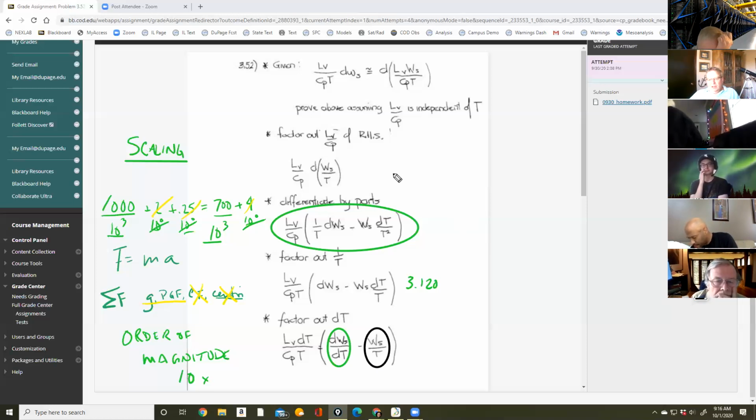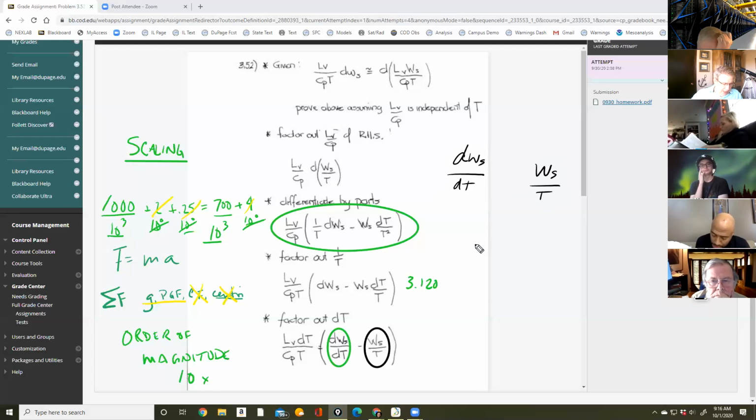Okay, so this is a problem here. dw sub s over dt. Right. And then we have w sub s over t. And what did the book do? They gave the proposition that dt over t is significantly smaller than dw over ws.